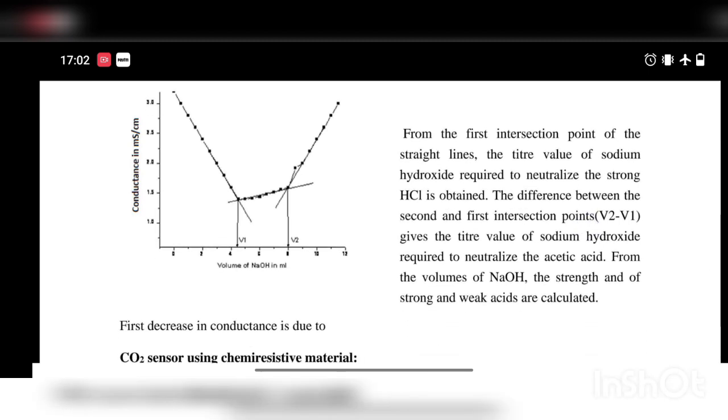From the graph, the first intersection point gives V1, which is the volume of NaOH required to neutralize the strong acid. The second intersection point gives V2. From the value of V2 minus V1, we get the volume of NaOH required to neutralize the weak acid. From those volumes of NaOH, we can calculate the strength of both the strong acid and the weak acid. This is conductometric titration.